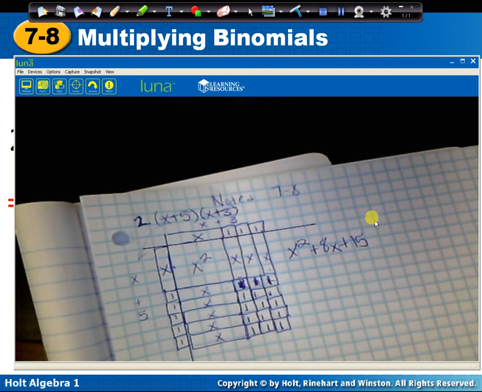Again, guys, this is just two different ways of looking at the same problem. We could either do it algebraically using the distributive property, or we can figure it out using the Algebra Tiles method as well. So again, just two different ways of looking at the exact same problem.